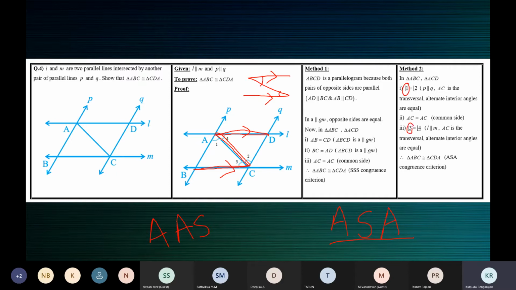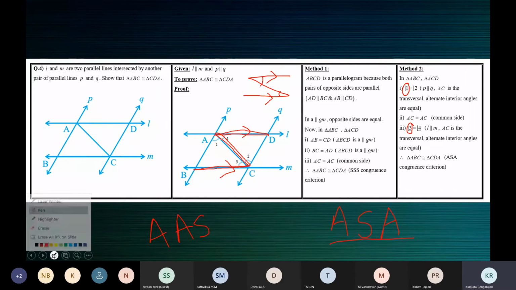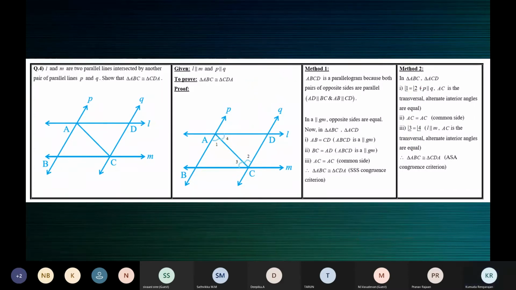When you look at the 2 triangles, we have mentioned angle 1 and angle 3 in the first triangle. So which is the included side? Only when you take note of the angles, you can make out the included side. Look at the first triangle ABC. We have mentioned angle 1 and angle 3, so that means AC is the included side.